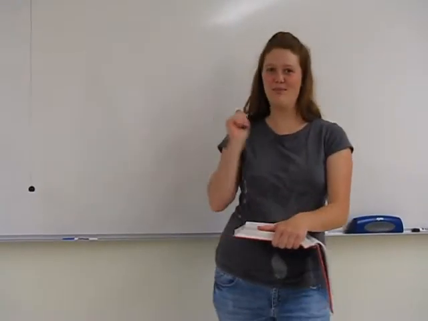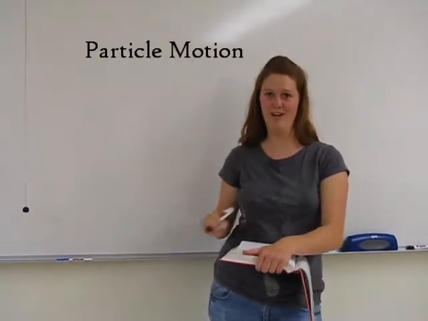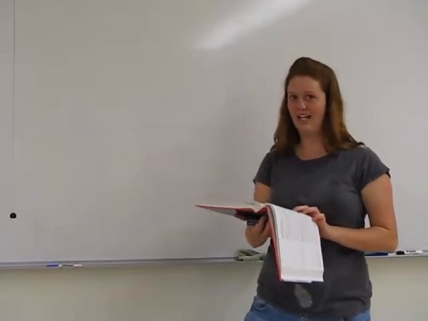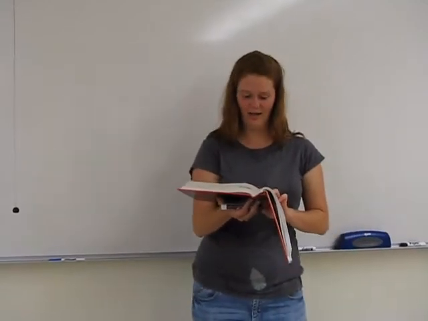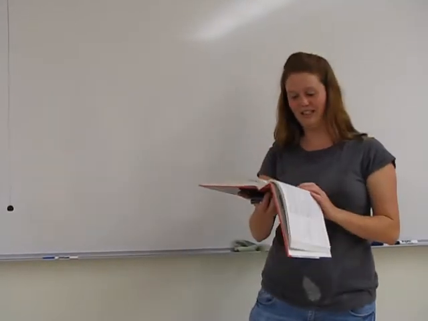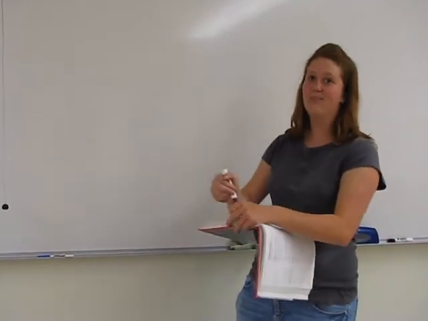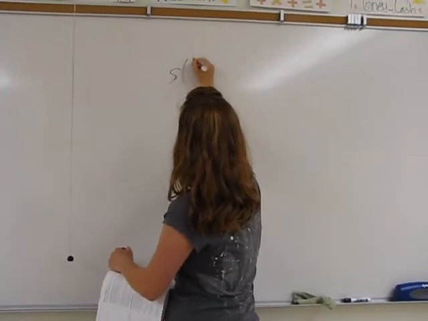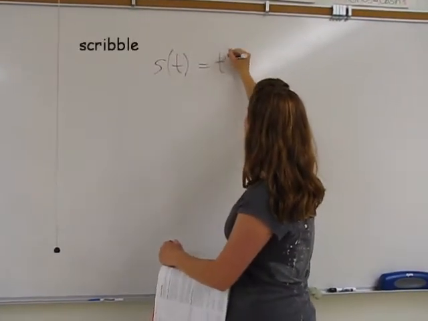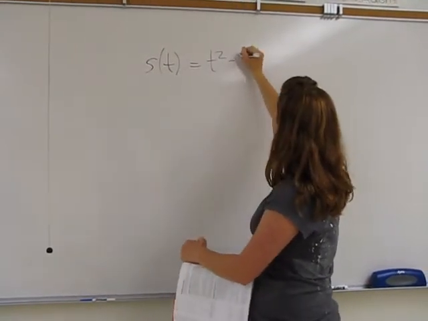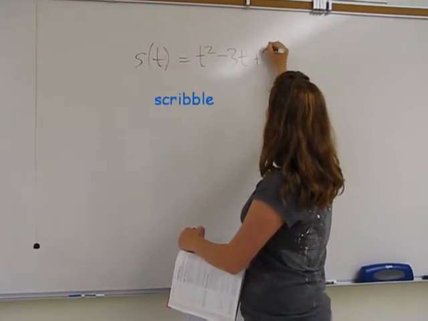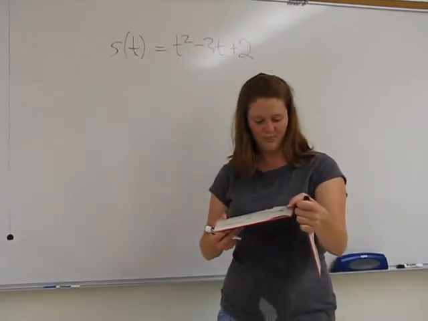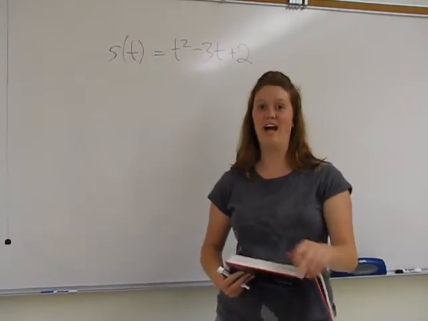All right, so the first problem we're going to do today is particle motion. Our problem says, a particle moves along the line so that its position at any time t greater than or equal to 0 is given by the function s of t equals t squared minus 3t plus 2. So the first thing we want to do is write down our problem. Okay, so the first question they're asking is to find the displacement during the first 5 seconds.